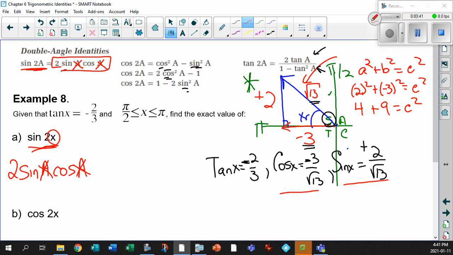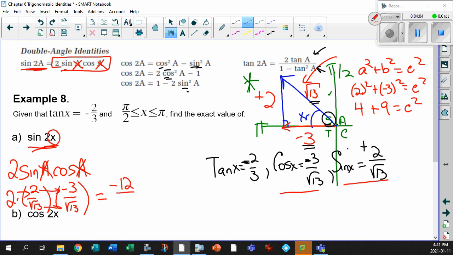So this is 2 times the sine of x, which is 2 over root 13. Beautiful. Cos x is minus 3 over root 13. Straight out multiply. Look at this. Straight out multiply all the way through. 2 times 2 is 4 times minus 3 is minus 12.